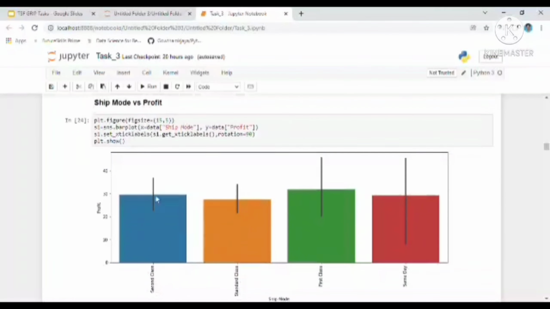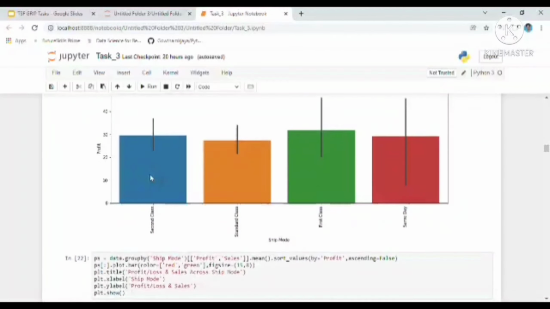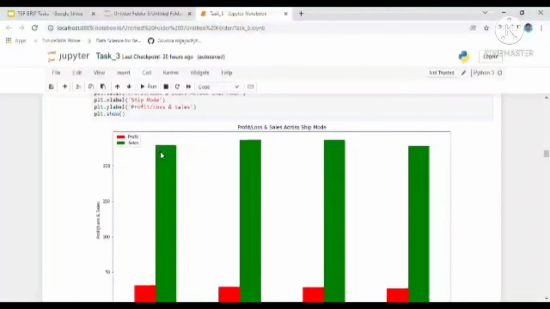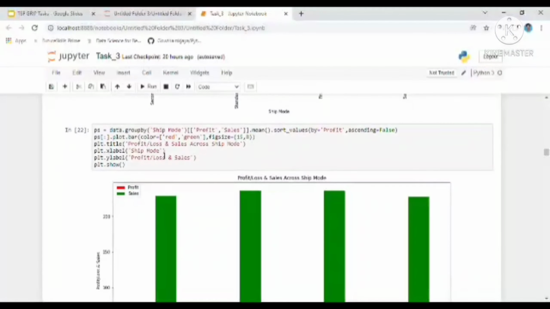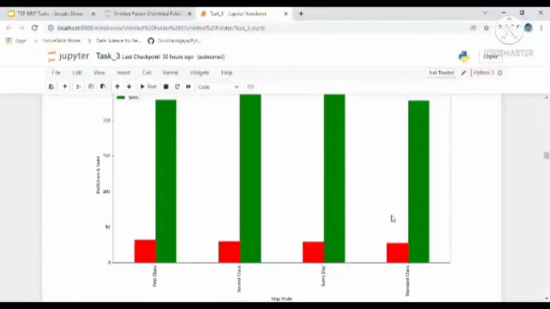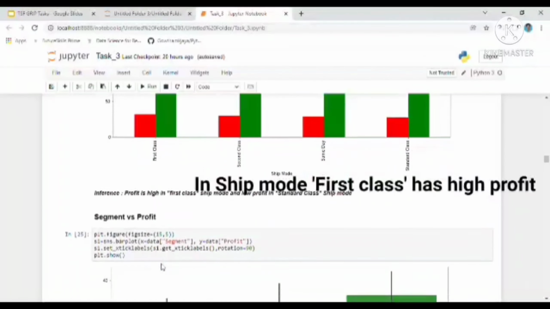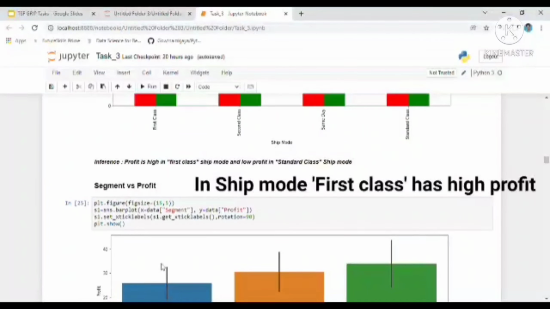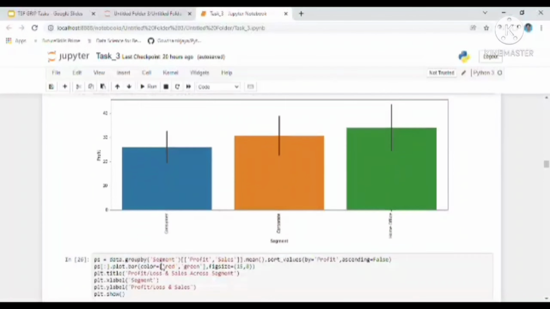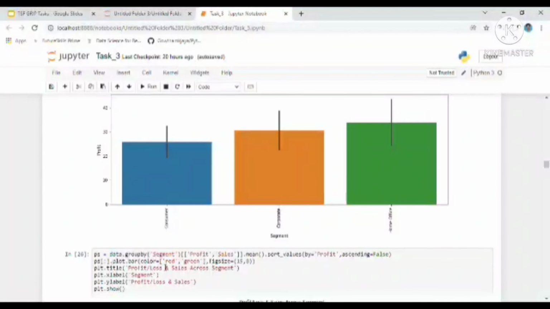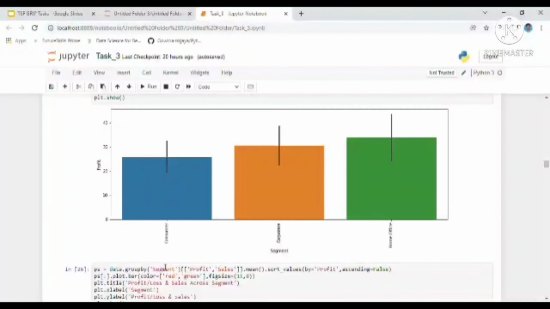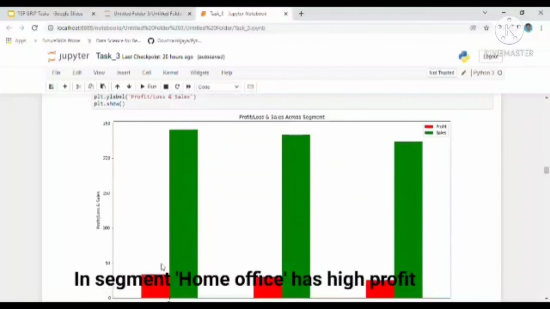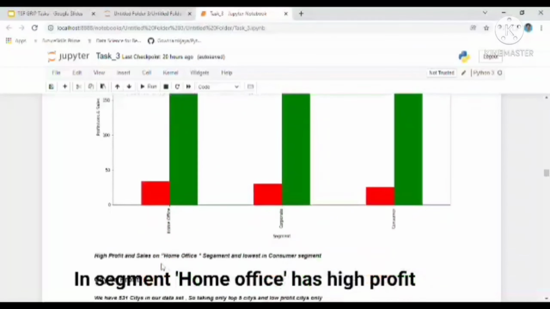Now we can check all the categorical values depending on the profit. First of all, ship mode and profit. In ship mode we can see that the first class has the highest profit. In segment we can see that home office has high profit.